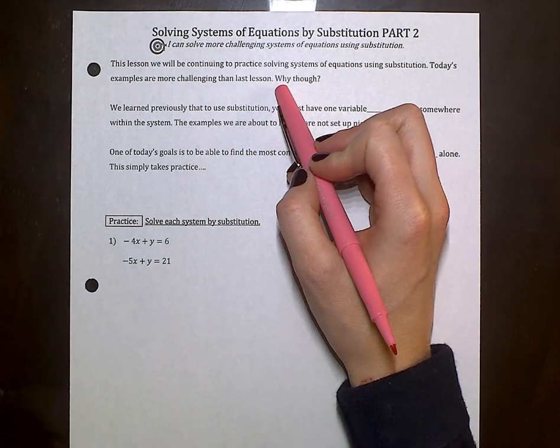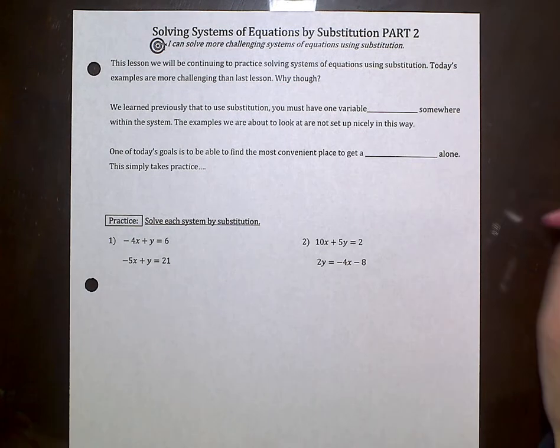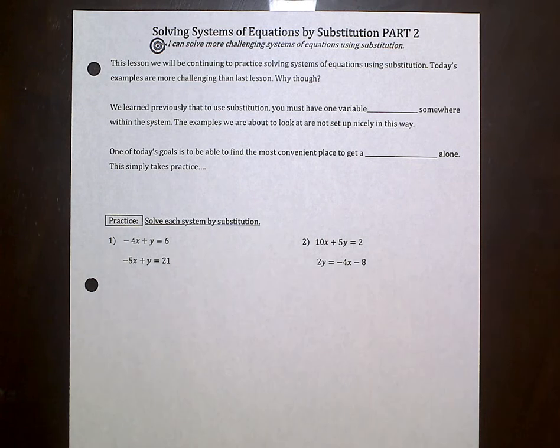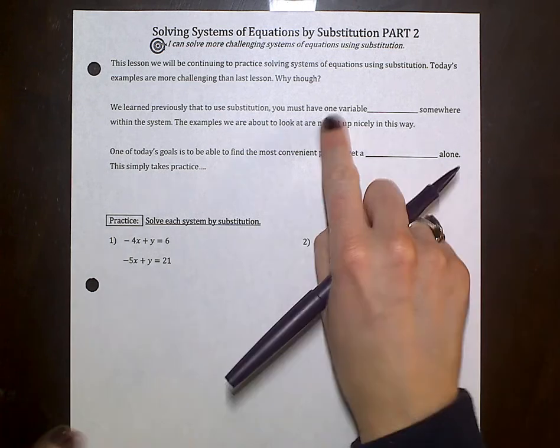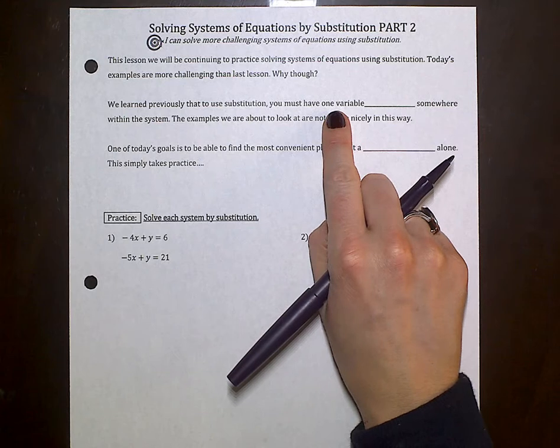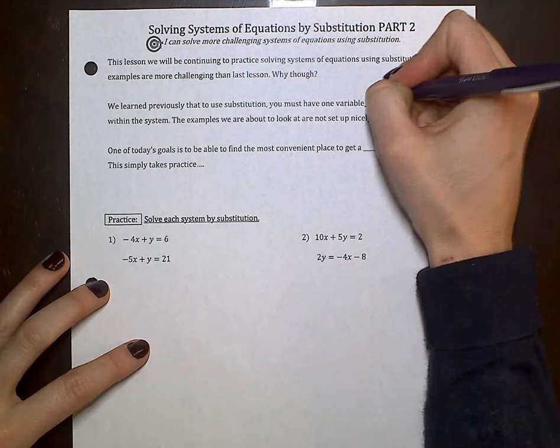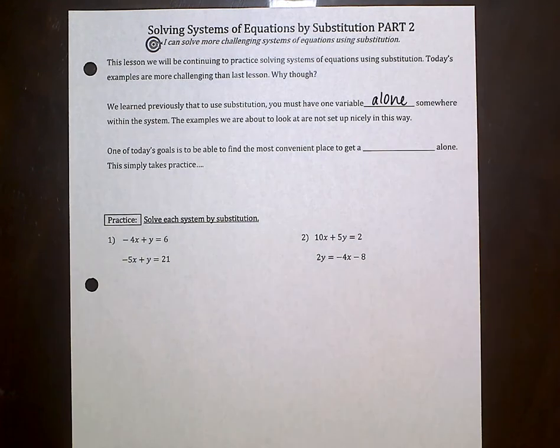Well, I pointed out to you last time that to use substitution, the setup matters. And what the setup had to be is you have to have one variable somewhere within the system that's alone on one side of the equal sign. So one of the equations has to be like y equals this or x equals this. Last time, every single system was already set up like that.